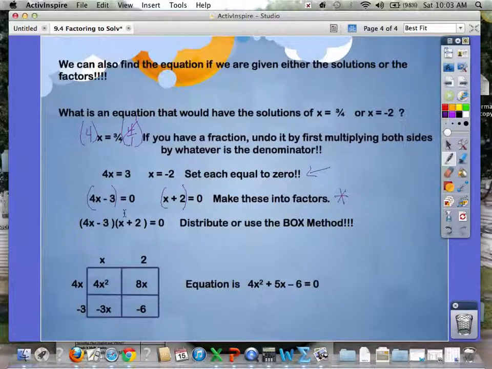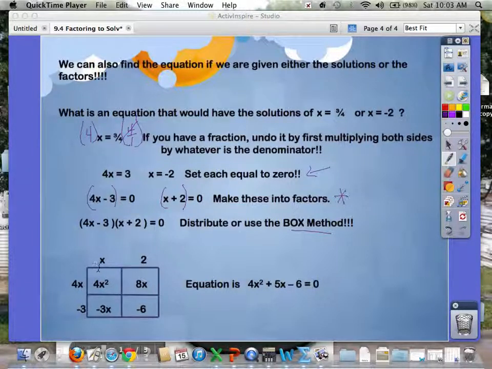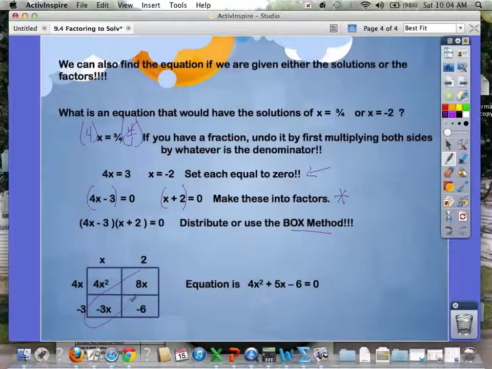Now, to get your equation, you must distribute or use the box. Okay, so let's put this in the box method: x plus 2, 4x minus 3, and we multiply. So we end up with 4x squared, 8x, -3x, and -6. And then you want to look diagonally to see if anything matches up, and it does. We have 4x squared, and then 8x minus 3x makes 5x, and then minus 6. So your equation is this.